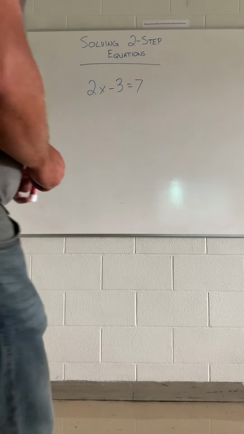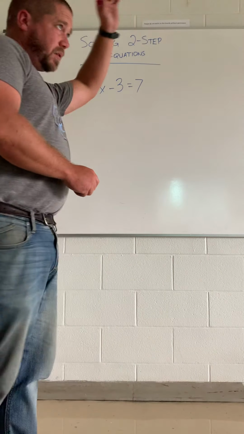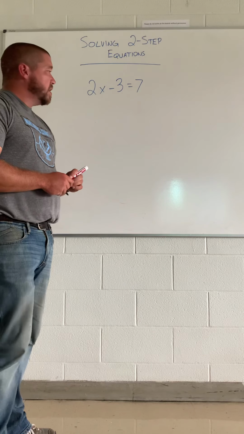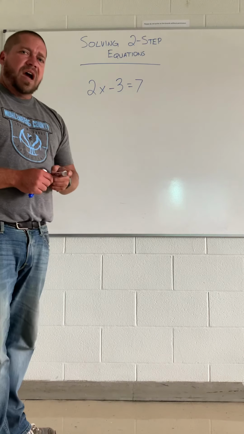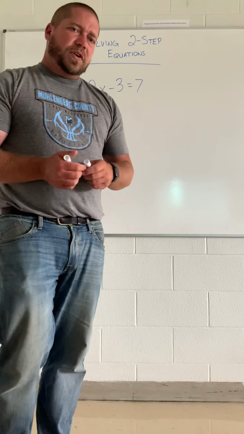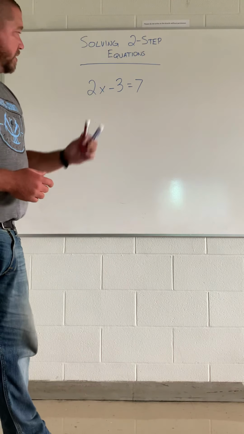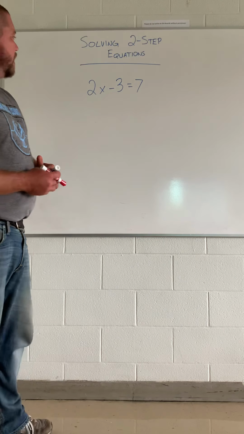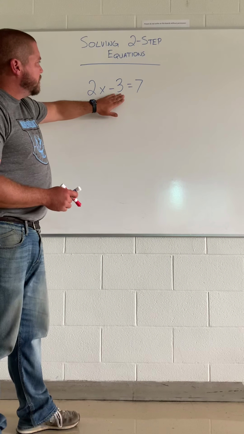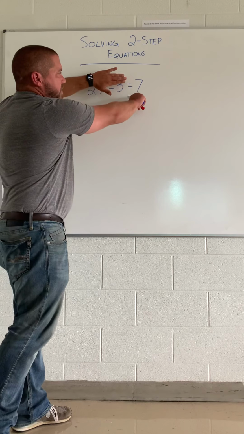All right, today we're going to look at solving two-step equations. Just like solving the one-step equations we've already done, we may have to add, subtract, multiply, and divide to figure out what the variable, or in this case, the x, is going to be equal to. So we do know that everything on this left side is going to be equal to 7.